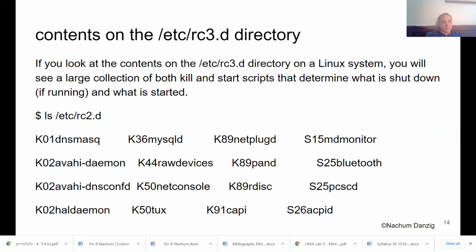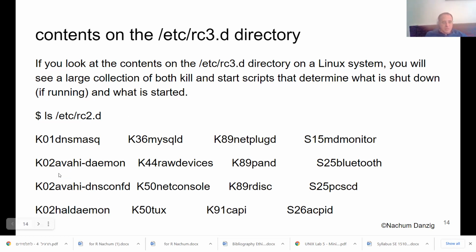So here, this is what I want to show you. If you look at the contents of the /etc/rc3.d directory in the Linux system, you will see a large collection of both kill and start scripts that determine what is shut down and what is running. I don't know why I wrote 2 here and then 3 here, but it doesn't matter. Here is the contents of rc2.d. You see it has a K followed by 0, there's 01, and then dnsmasq, avahi, avahi. I don't know what that stands for.